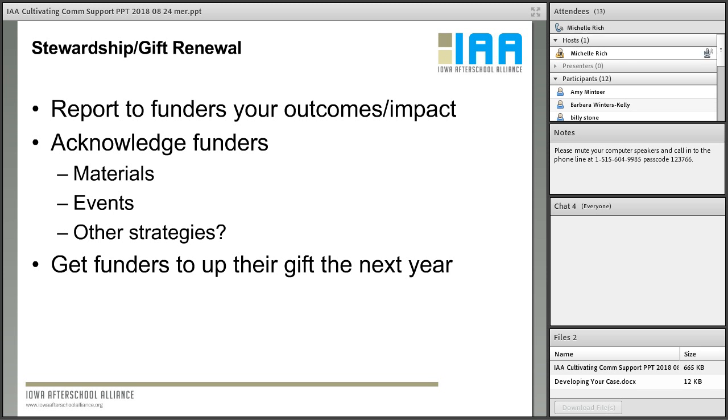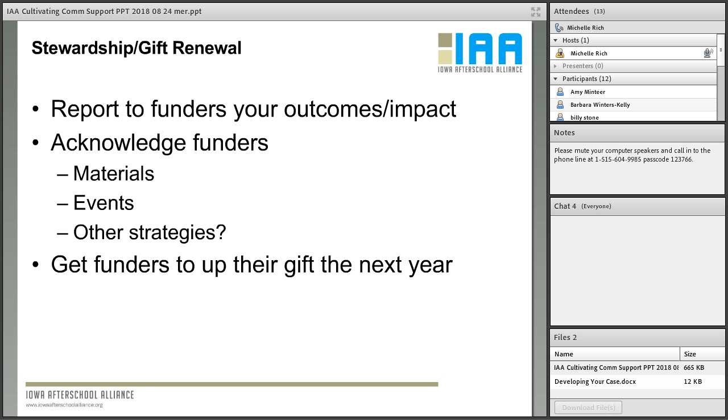Then Brittany had mentioned acknowledging funders. Hopefully you've received this in writing or verbally, and you can take notes on this so you know. But especially for major community partners, you need to know how they want to be acknowledged, whether that be in materials or at events. Maybe you have other strategies for recognizing donors. I know some people do special events for their contributors and their community partners. So that's an important component.